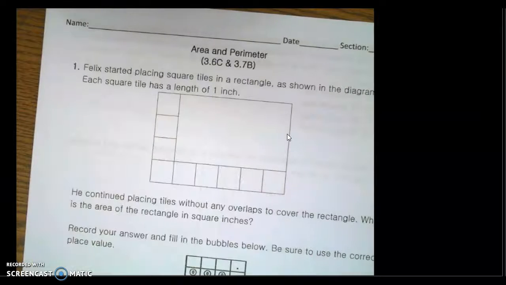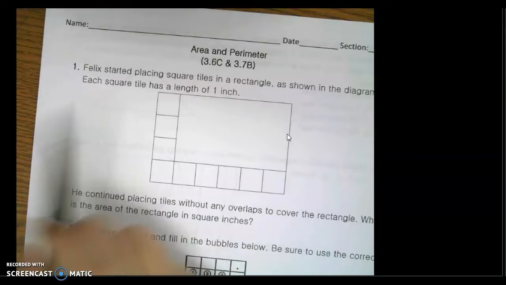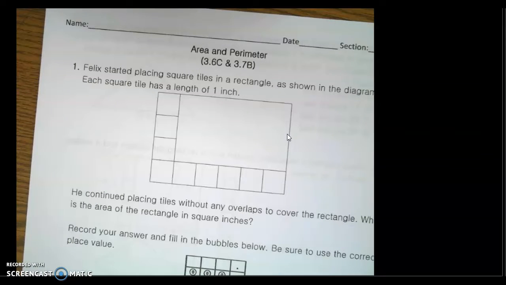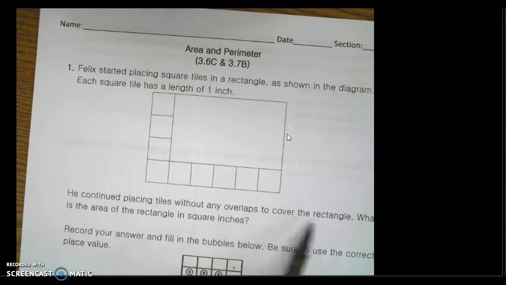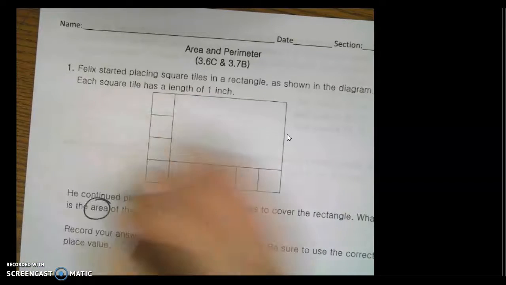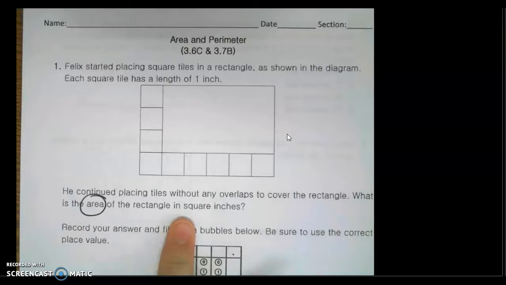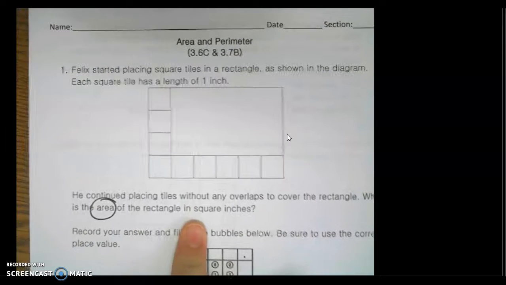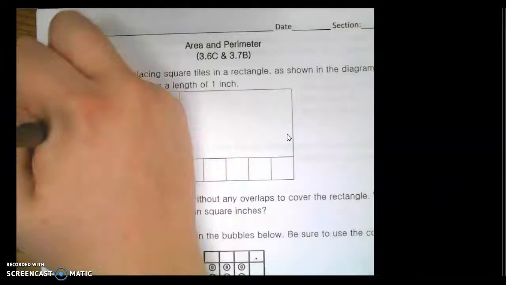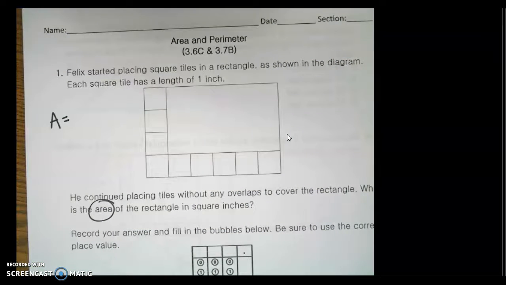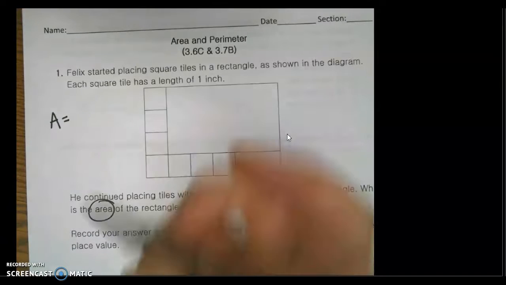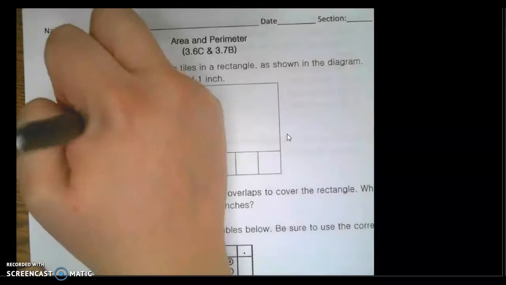It says, Felix started placing square tiles in a rectangle as shown in the diagram. Each square tile has a length of 1 inch. He continued placing tiles without any overlaps to cover the rectangle. What is the area of the rectangle in square inches? All right, remember when we are finding area equals, who remembers the formula to find area? Good. Area equals length times width.